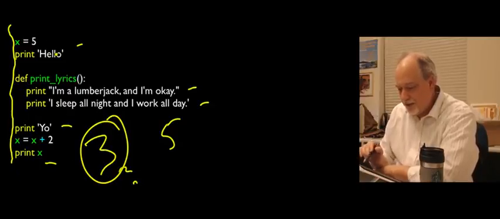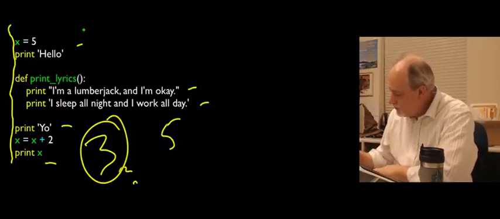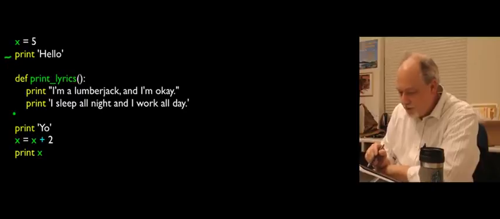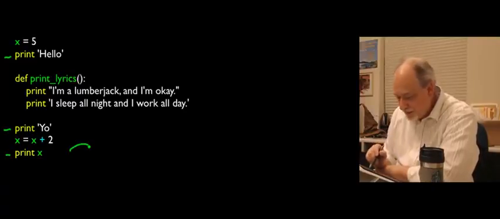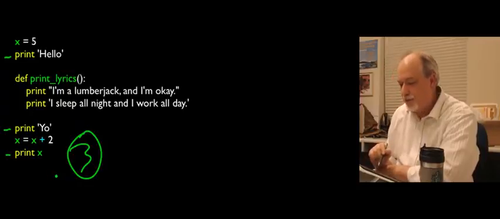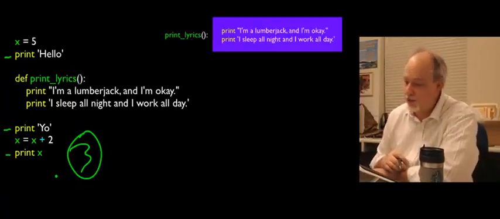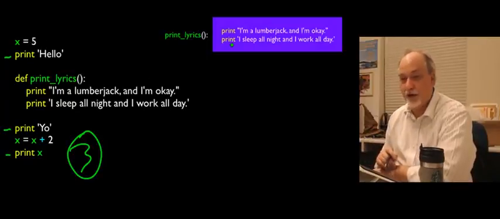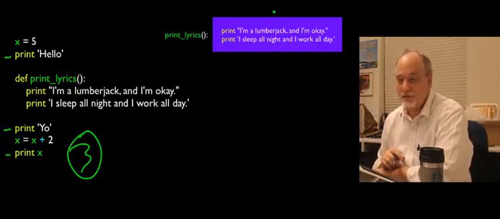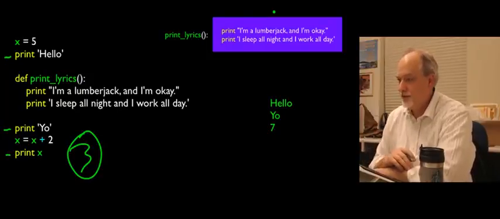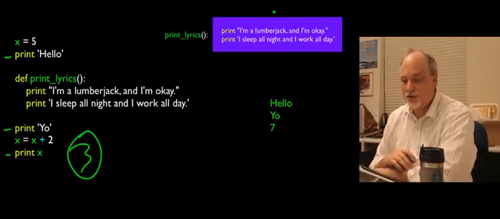Okay? So this one, let's clear this. This one prints, these two get skipped, this one prints, and this one prints. So that's why there are 3 statements that print. There is, stored, but we never used, a function called print lyrics. And it's got 2 statements in it, but we never used it. So the output of this is hello, yo, 7.